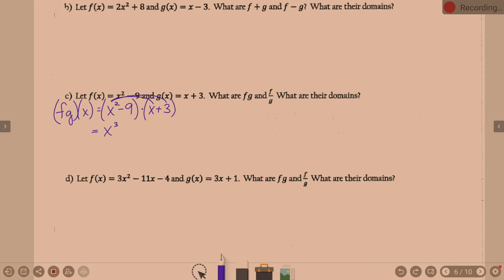X squared times 3, 3x squared. Insides, minus 9 times x, minus 9x. And lastly, minus 9 times 3, minus 27. Is there any other cleanup I can do? Do I have any other like terms? No, no other like terms here. So at that point, we have done all the simplifying we can. That's f times g.